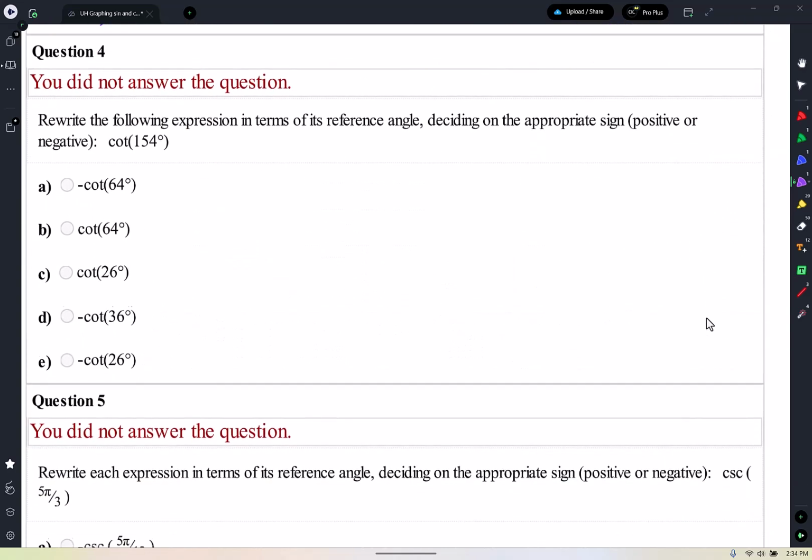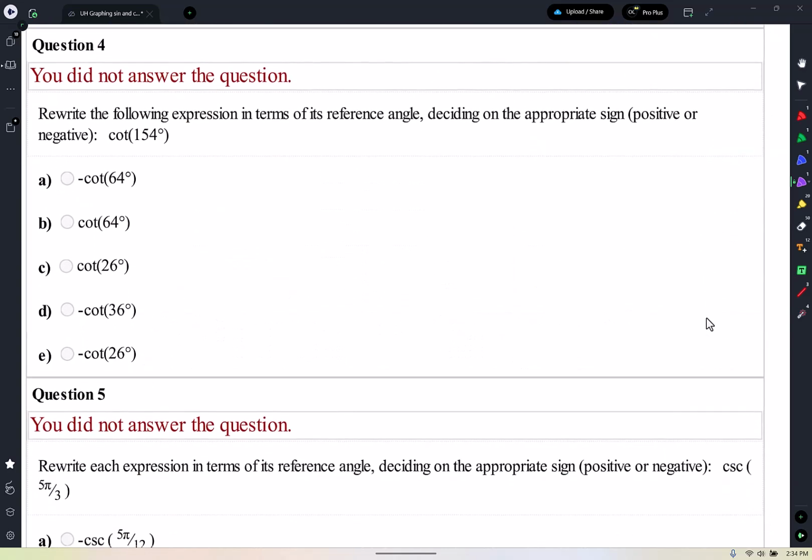All right. This one's pretty basic, guys. You don't need a calculator. I don't think you do. Rewrite the following expression in terms of its reference angle, deciding on the appropriate sign, positive or negative. Okay, 154 degrees. What quadrant is that? Yeah, quadrant 2. It doesn't have to be perfect.